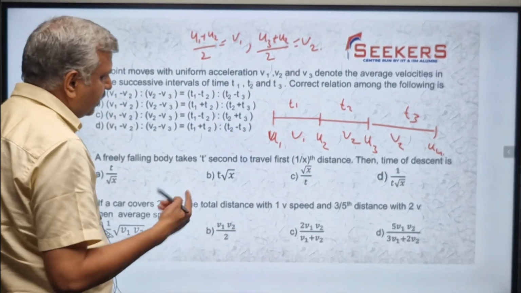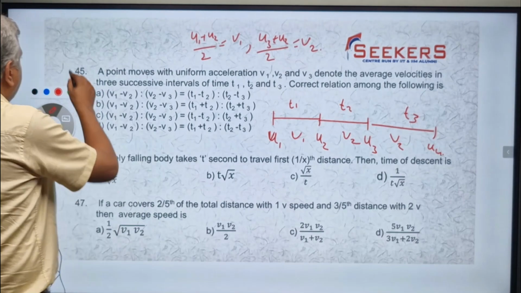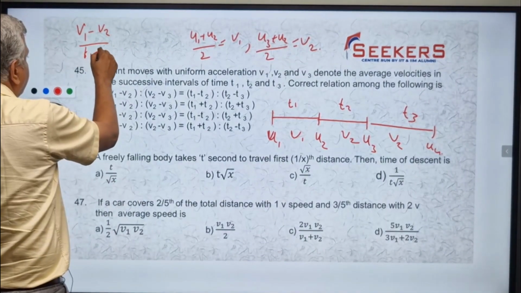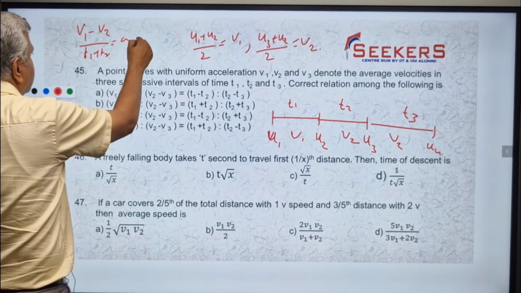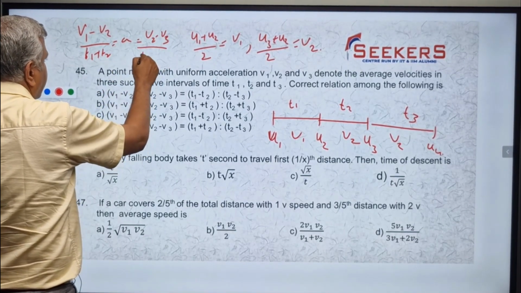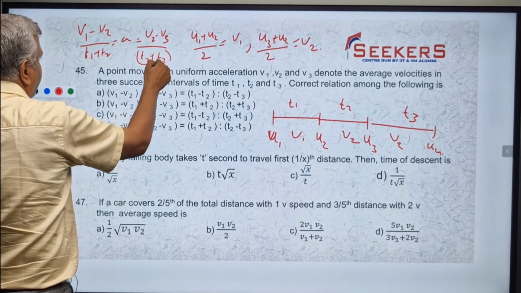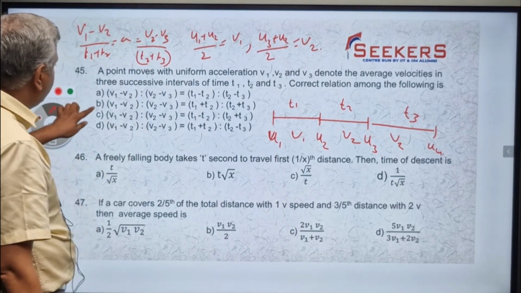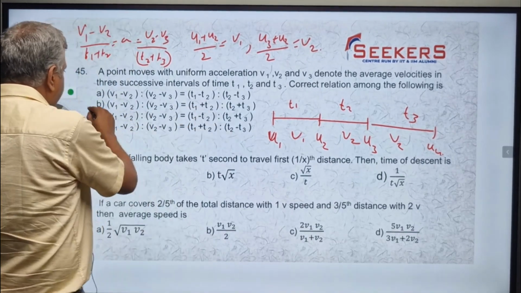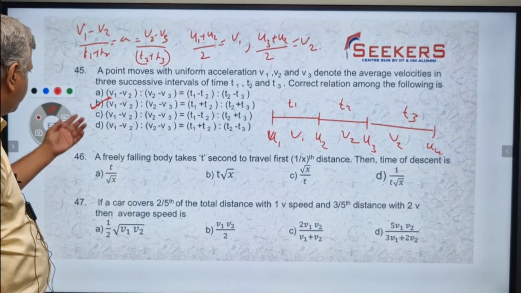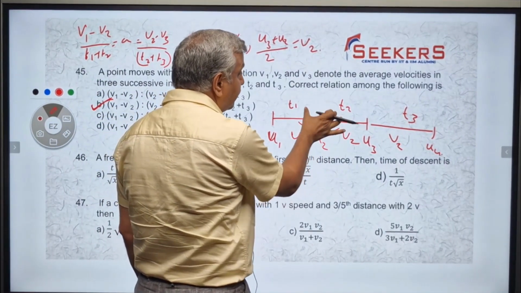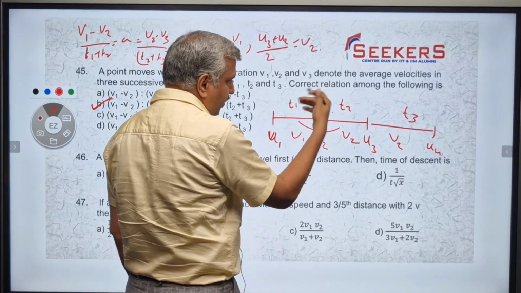Okay, so I can get the average velocity and I can say that v1 minus v2 divided by t1 plus t2 is equal to the acceleration. This is also equal to v2 minus v3 divided by t2 plus t3. So if I go by this concept, v1 minus v2 divided by v2 minus v3 will be t1 plus t2 over t2 plus t3. Option B seems to be the right one. But yeah, option B is the right one. So all that I am trying to say is the difference in these velocities in this time interval, t1 plus t2, is equal to the acceleration.